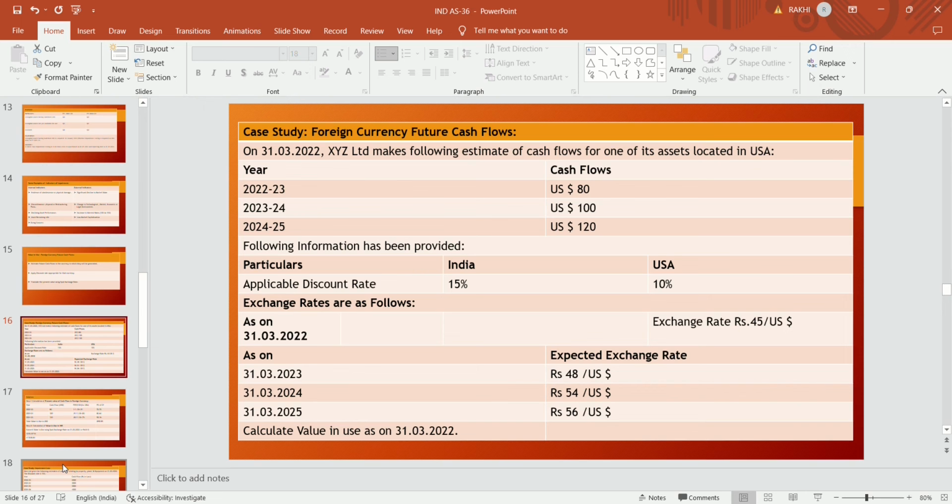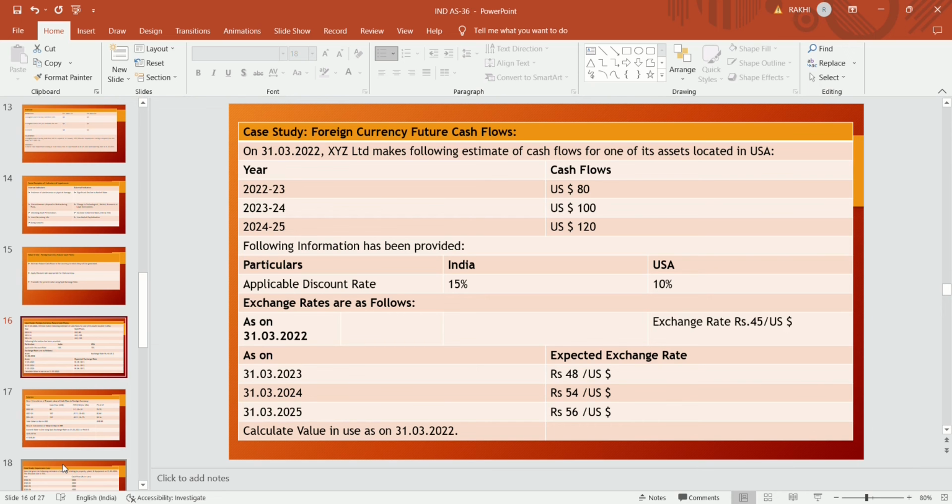And the following information has also been provided, like the applicable discount rate in India and in the US. Because the cash flow is generated in USD, the discount rate we will take to determine the present value of that cash flow is in USD only. Then after determining the present value of the cash flow of these 3 years at the discount rate of that currency, we will convert it at the spot exchange rate, that is rupees 45 per USD as on 31st March 2022.